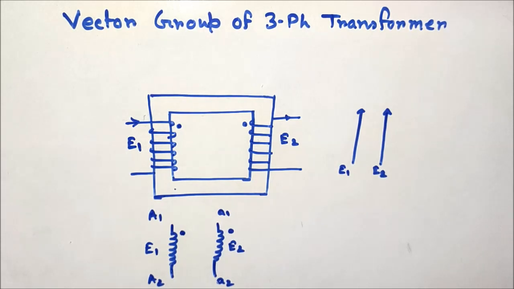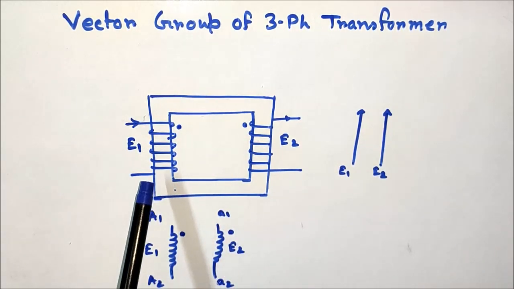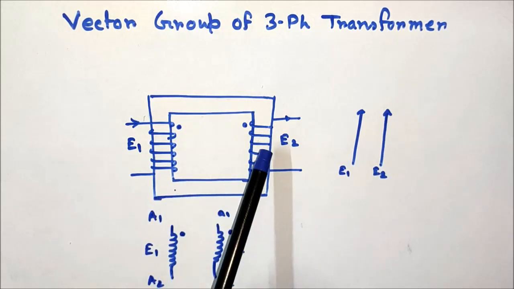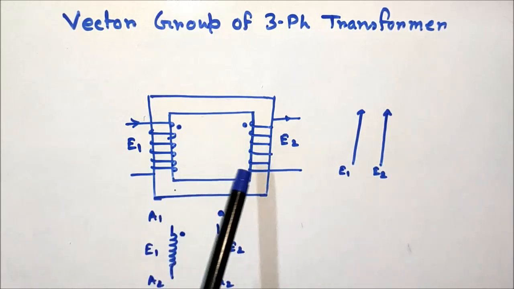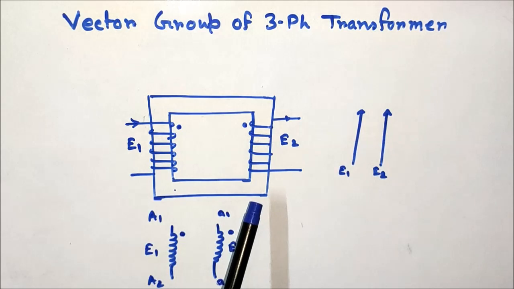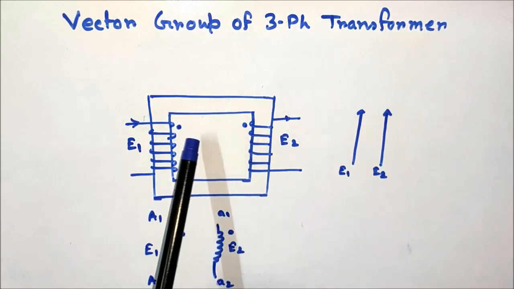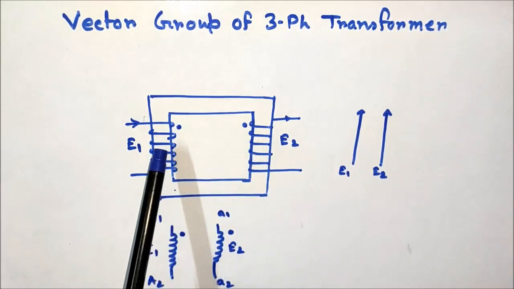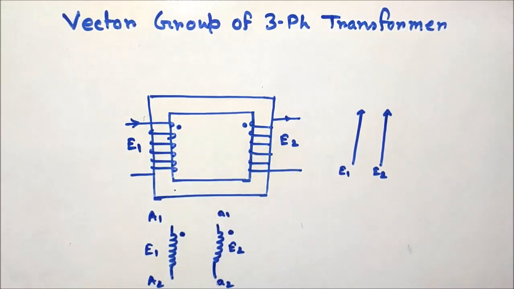Now, before discussing the vector group, let us discuss the single-phase transformer. This is the high voltage winding and this is the low voltage winding. Both windings are connected on the same core for a single-phase transformer. The dot represents the polarity of the induced EMF in the HV side and LV side winding.